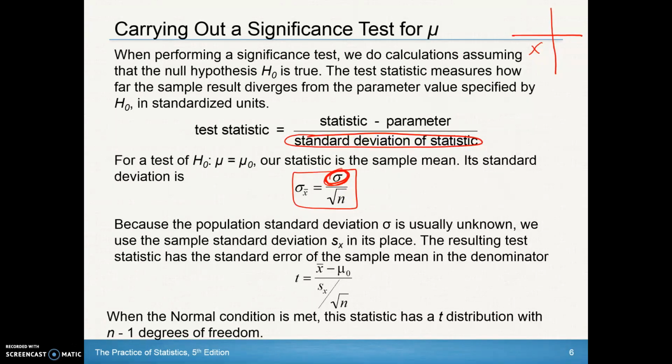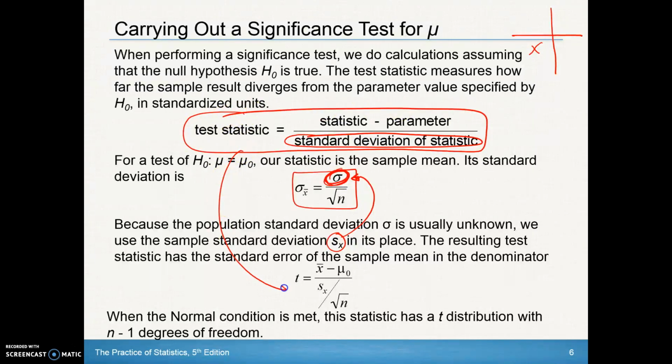So what we do is we substitute S sub x, the sample standard deviation, in for that. And when we do that, that's when we're going to have to use a t-distribution, because we don't know what that population standard deviation is. So in calculating that test statistic, we'll be using a t-distribution. And again, our statistic was x bar minus our parameter, the mean of our hypothesized distribution, divided by the standard deviation of the statistic.